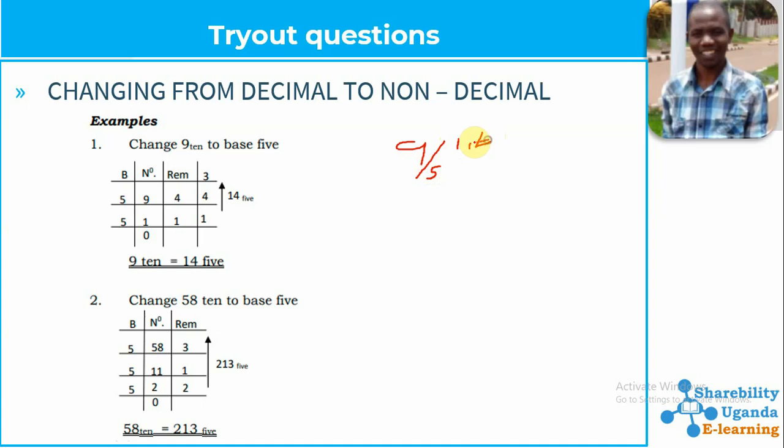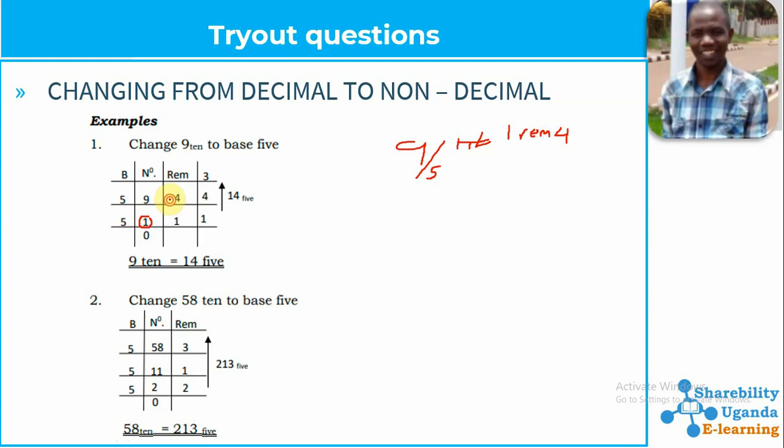Let me write it afresh. We get 1, remainder 4. So when you get 1 remainder 4, 5 divided by 5, we get 1. We write our 1's here, then we write our remainder here. This is our remainder.